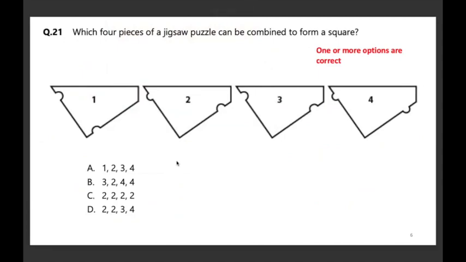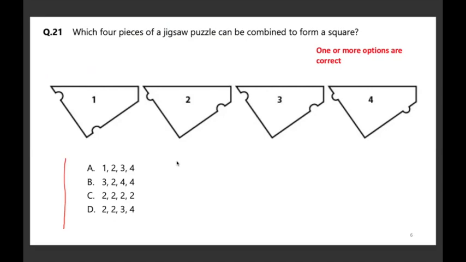Which pieces of the jigsaw puzzle can be combined to form a square? One or more options are possible. Given here are 4 pieces, and we have to identify from the combinations which of these combinations will help us form a square.